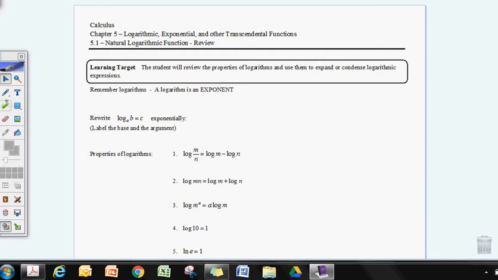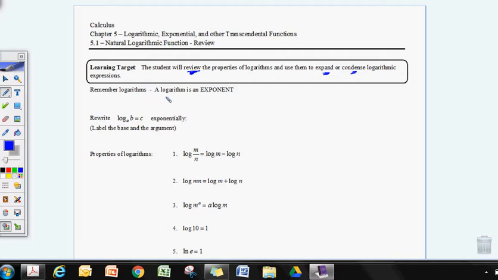Starting chapter 5 now today, and for chapter 5, the first 4 days are reviews, so plan on either knowing your stuff or watching a couple of short videos to review a whole bunch of rules that we need to know. So notice the learning target. The students will review the properties of logarithms to expand and condense logarithmic expressions.